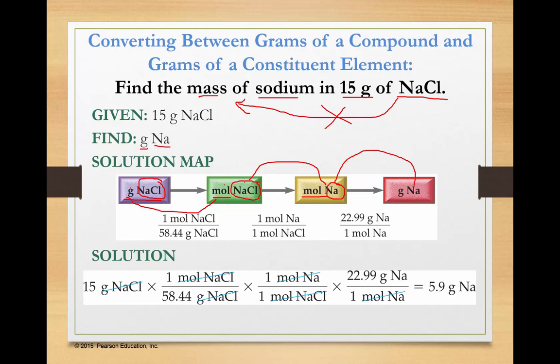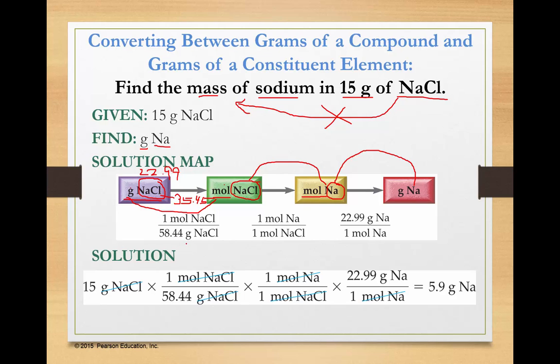So I need the relationships for each one of these steps. From grams to moles, grams and moles are related by molar mass. I need the molar mass of sodium chloride. So I look up sodium on the periodic table. Sodium is 22.99 grams in 1 mole. Chlorine is 35.45 grams in every 1 mole. And I have one of each of them, so 1 times 22.99 plus 1 times 35.45 equals 58.44.